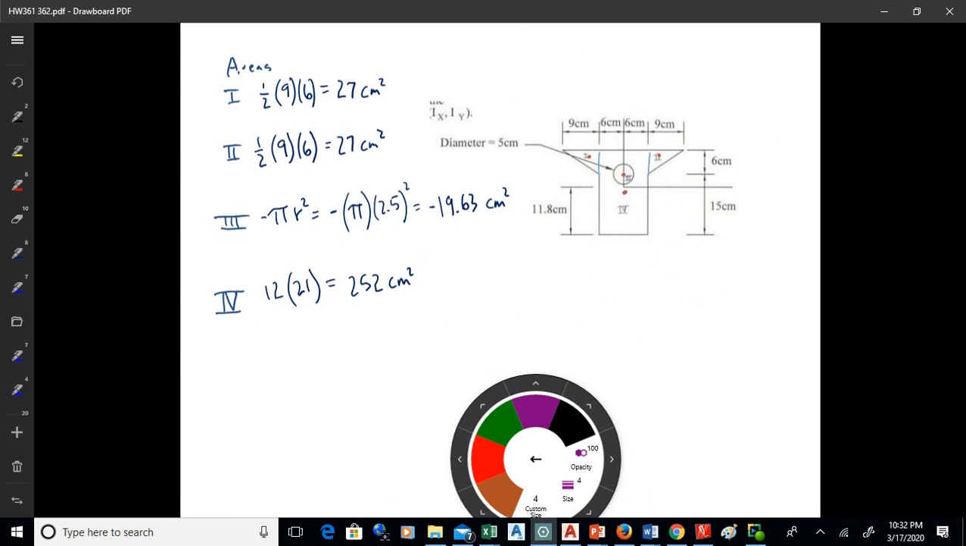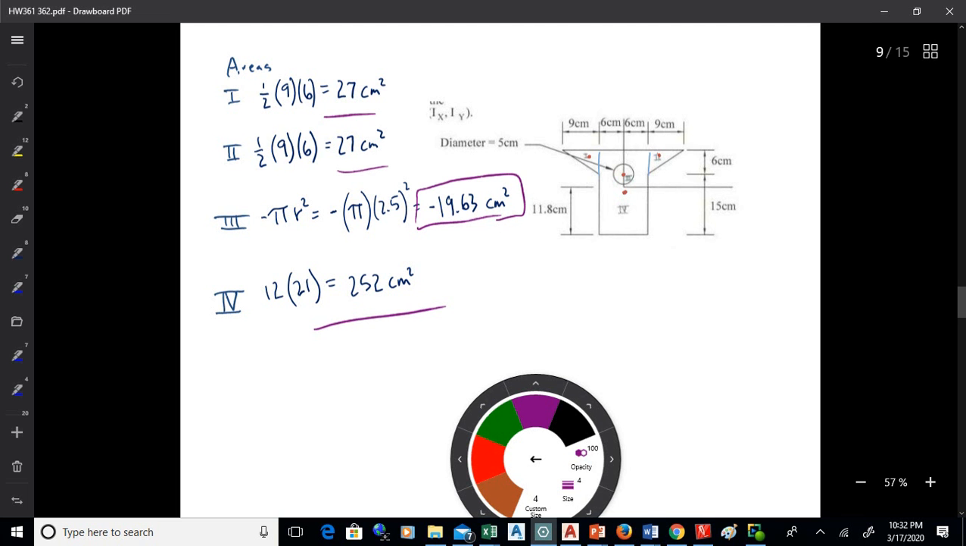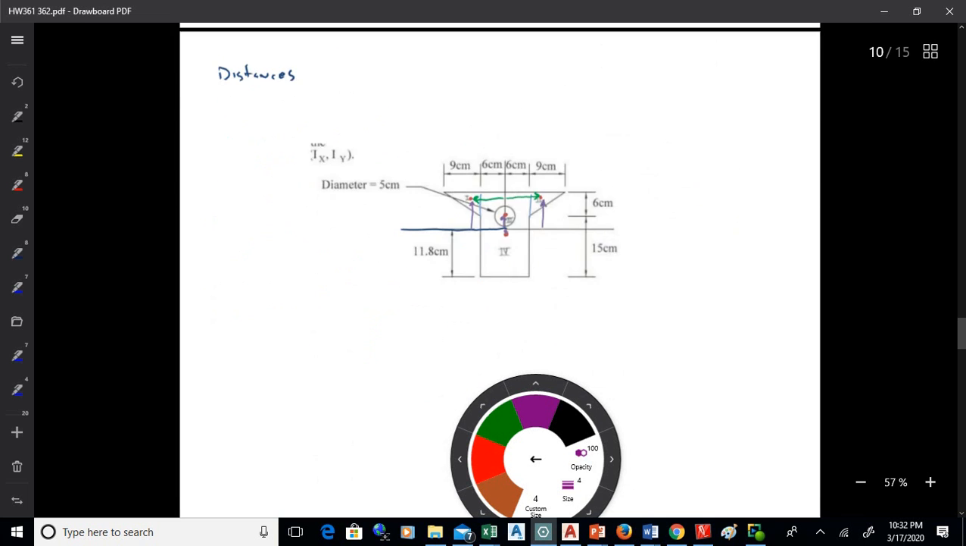I've got the circle, minus pi r squared, which is negative 19.63, and then the area of that rectangle, 12 by 21, which is 252. Okay, so there are the areas of each of the shapes: the two triangles on the side and the circle in the middle, which is a cutout, so that has a negative area, and then the total rectangle.